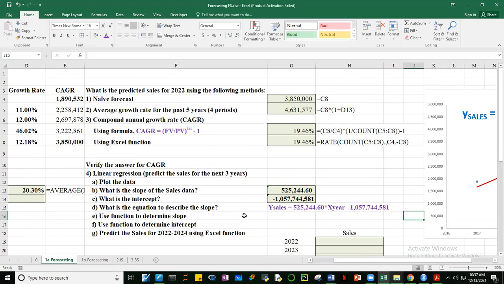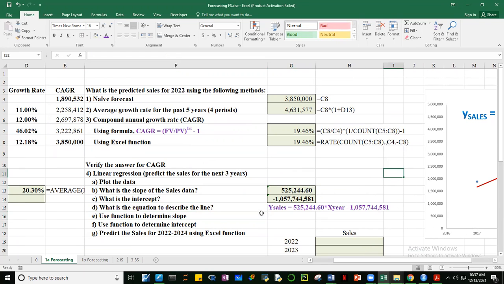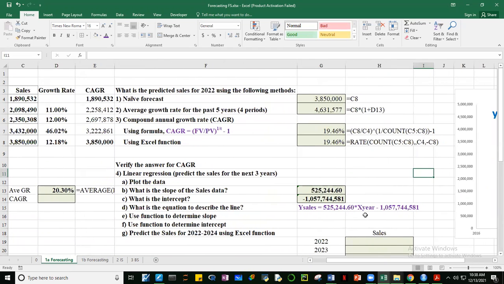Okay, so that's the slope. That's the equation. That's the equation to describe the, not the slope, but the line. What's the equation to describe the line? Y sales is equal to 525,244 times x here minus the intercept. So if you know the year, guys, for example, 2022, 2023, 2024, masosolve natin yung projected sales natin.